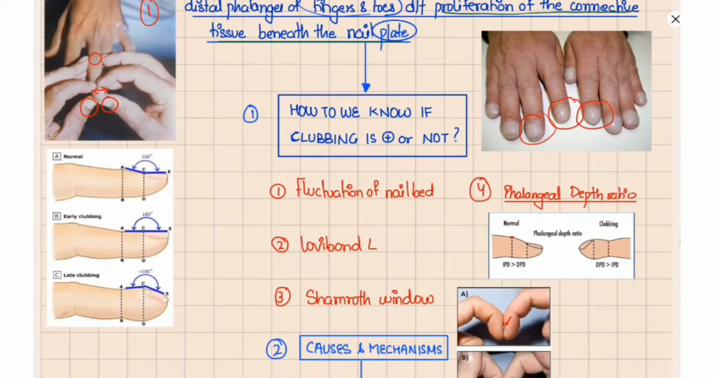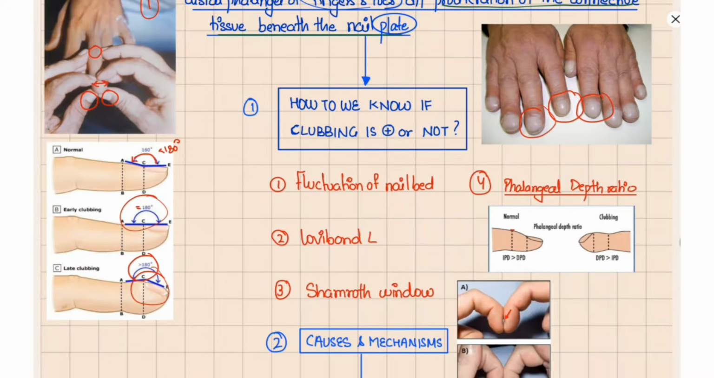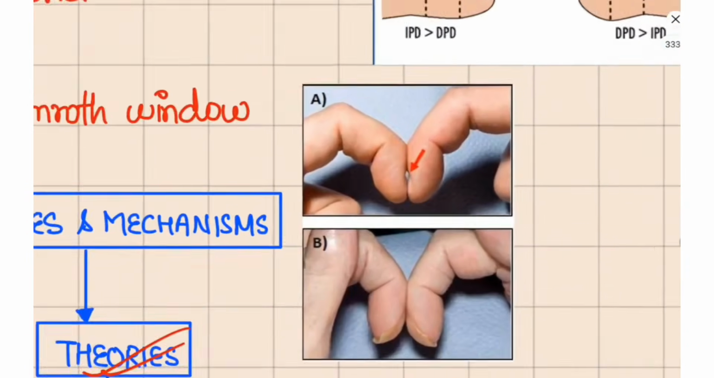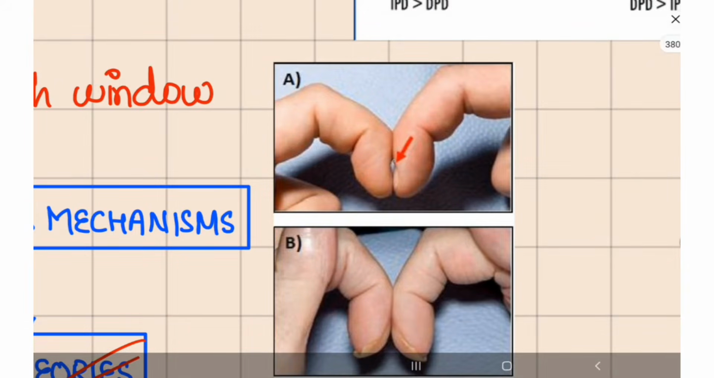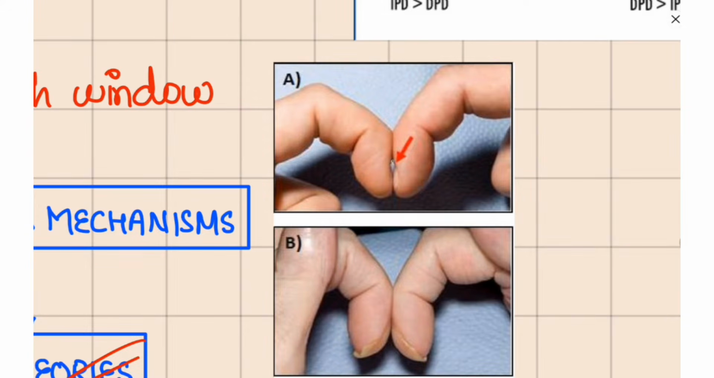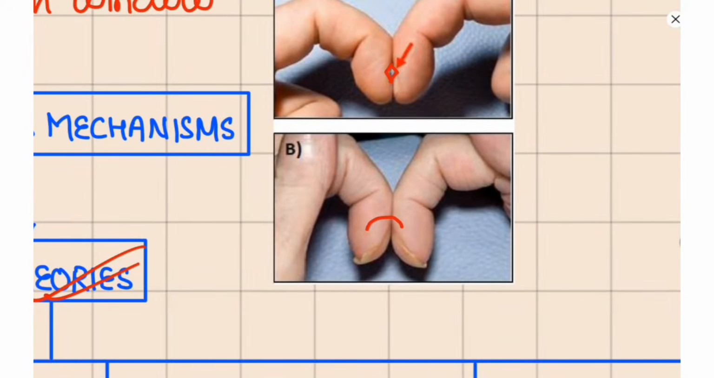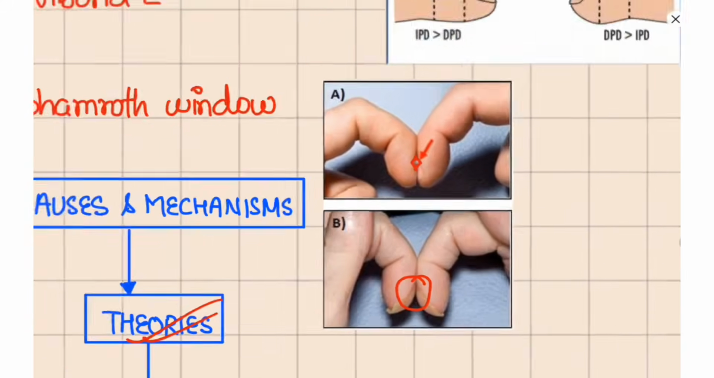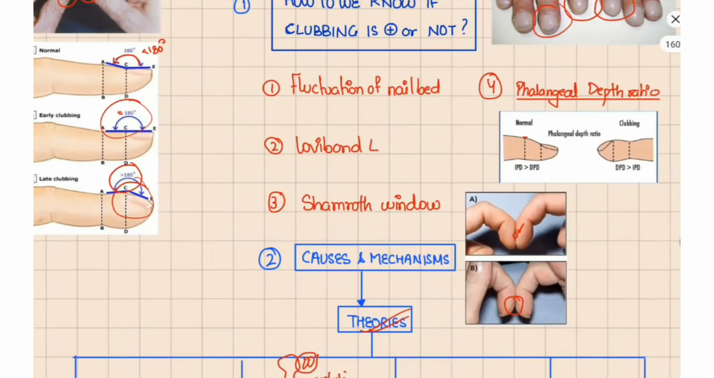Second is the Lovibond angle. The angle between the nail plate and the proximal skin is usually less than 180, whereas if it is equal to 180 or more than 180, it is suggestive of clubbing. The third one is the Shamrock window. If you ask the patient to oppose the distal phalanges of both index fingers, normally there is a diamond shaped window present, that is the Shamrock window, whereas in case of clubbing, due to increased proliferation, this window is obliterated.